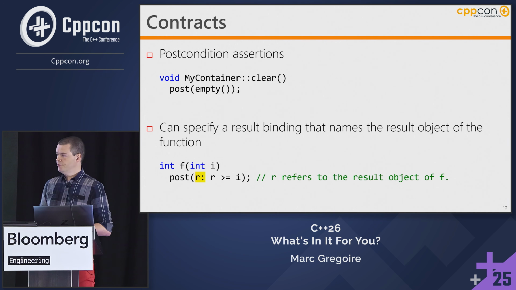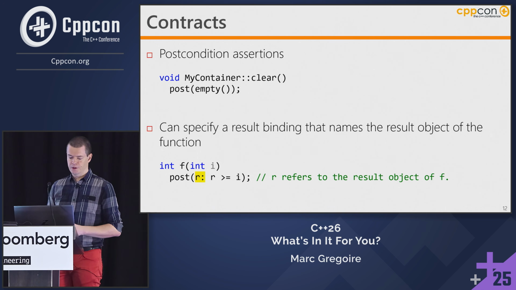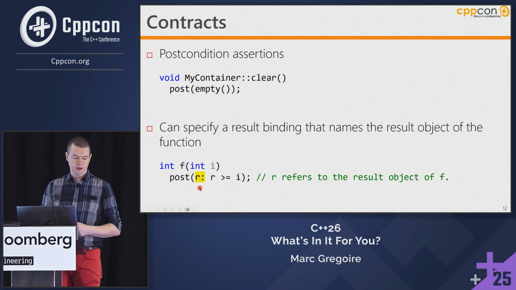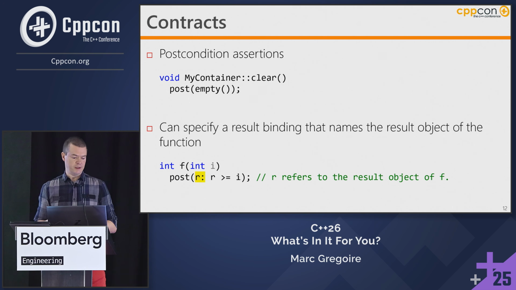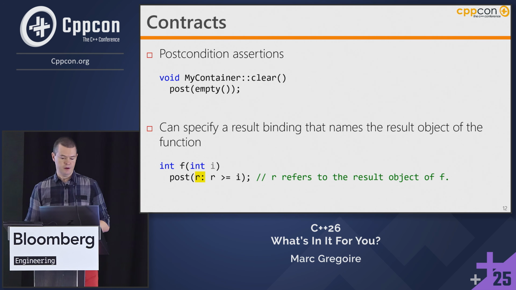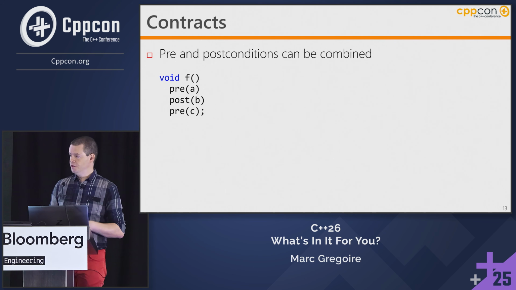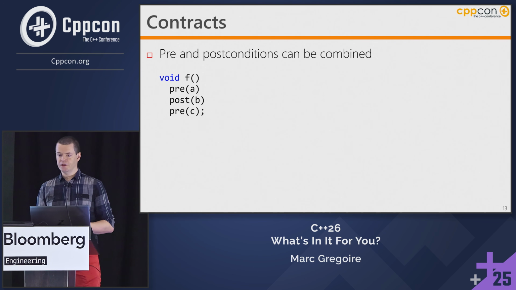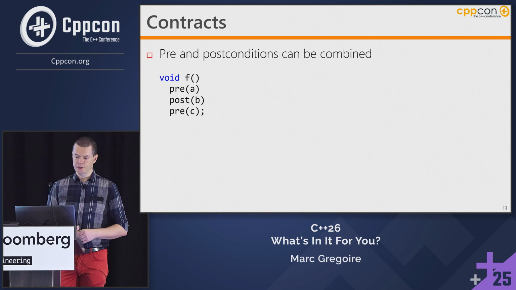You can also include the return value of the function in your assert, and you see the syntax here. What this postcondition is doing is defining an R, which is the return value of the function, and we can say, in this case, that the return value of the function must be larger than or equal to I. These preconditions and postconditions can be combined however you want, and you can have multiple preconditions and multiple postconditions.